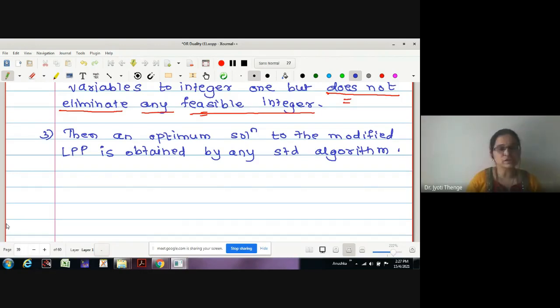Okay, we will stop for today. In the next lecture, we will see how this Gomorian constraint is constructed and what is the methodology of the Gomorian cutting plane algorithm.